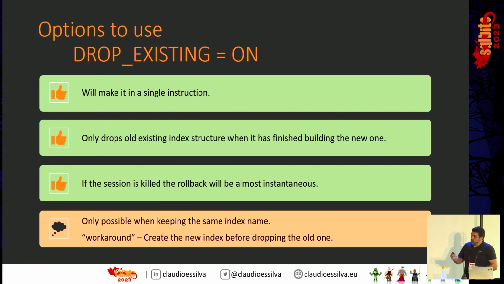So a thing to keep in mind in this case, for drop existing, it's only possible if you keep the same index name. So if you think about changing the index name because your name is based on the column or table that you are using, my other suggestion would be, if you can afford it, create the index side by side and then drop the previous one. Create the new one with the new name. But if you can keep the same name, drop existing, in my opinion, should always be present to avoid these situations of dropping first and creating after.